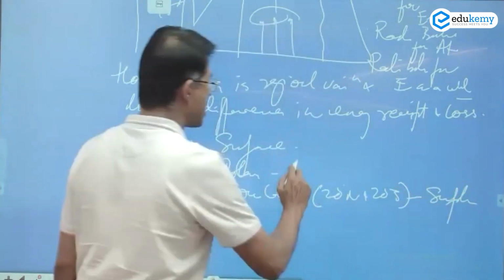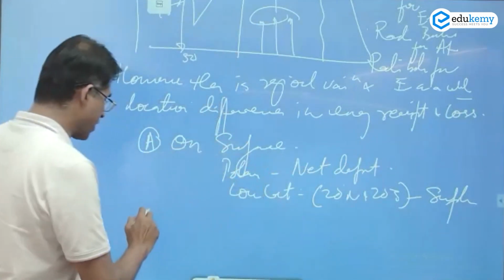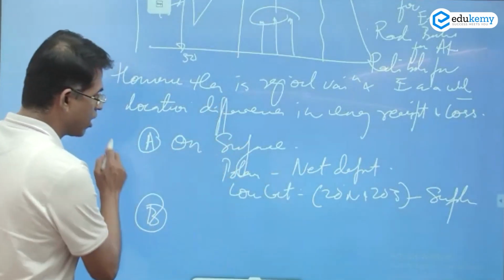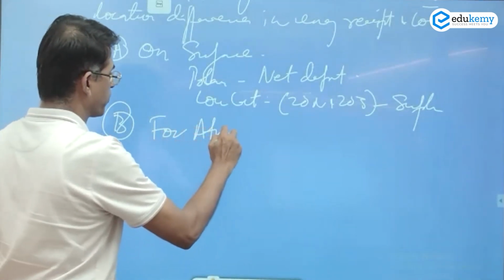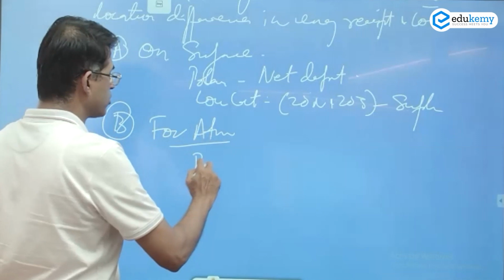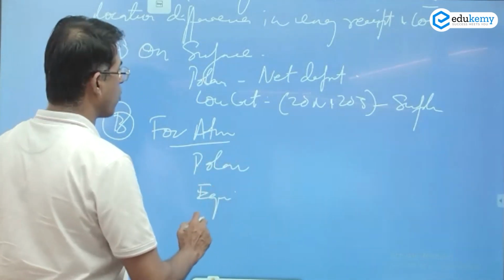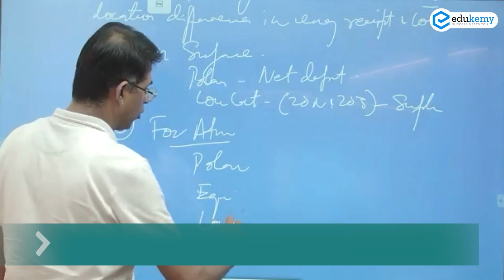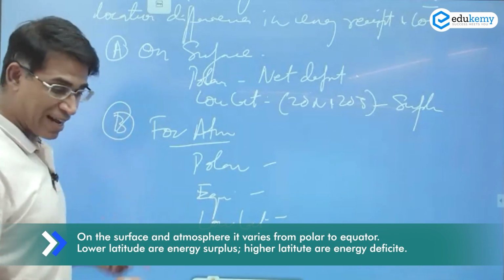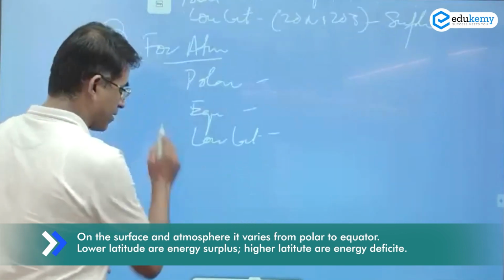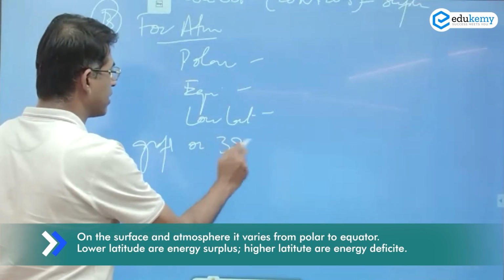The polar areas are areas of net deficit. Something from here. B, okay, for the atmosphere. For the atmosphere, again, what is on the polar areas, what is in the equatorial areas, and what is in the low latitudes. So some figures here. And you can draw the graph on page number 38. Okay, draw the graph on page number 38.